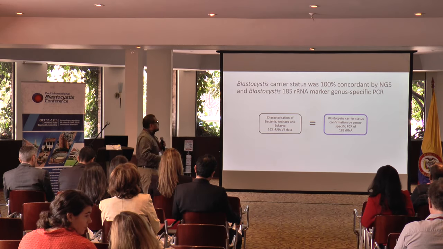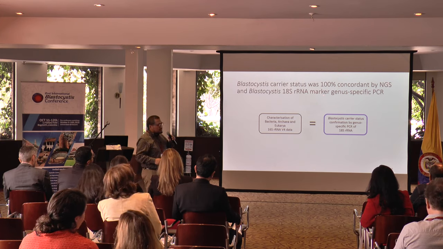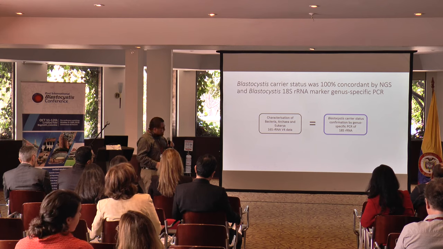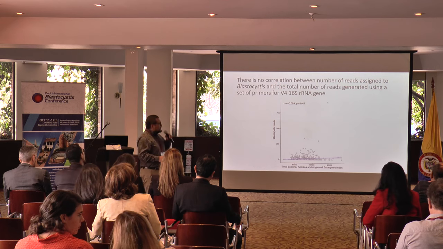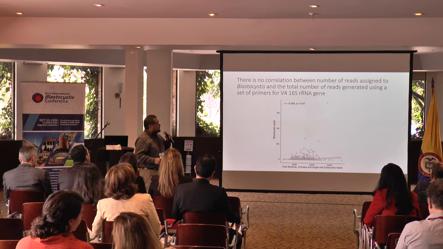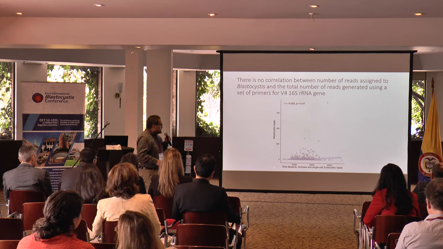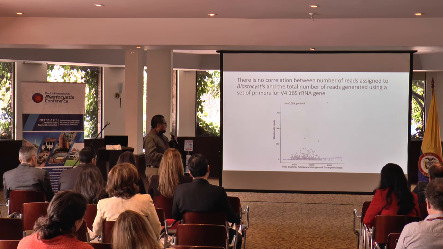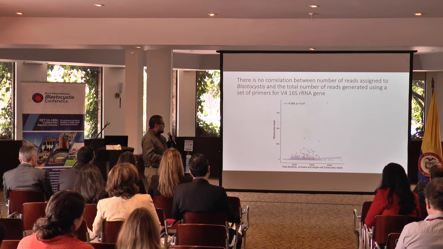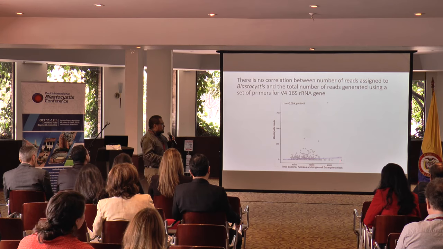First result, we have 100% concordance between next-generation sequencing and Blastocystis 18S rRNA genus-specific PCR. Second, we did not find a correlation between the number of reads assigned to Blastocystis and the total number of reads generated using the set of primers for the V4 16S rRNA gene. Here we have the reads that match Blastocystis per sample, and here we have the total number of reads of bacteria, archaea, and eukaryotes.